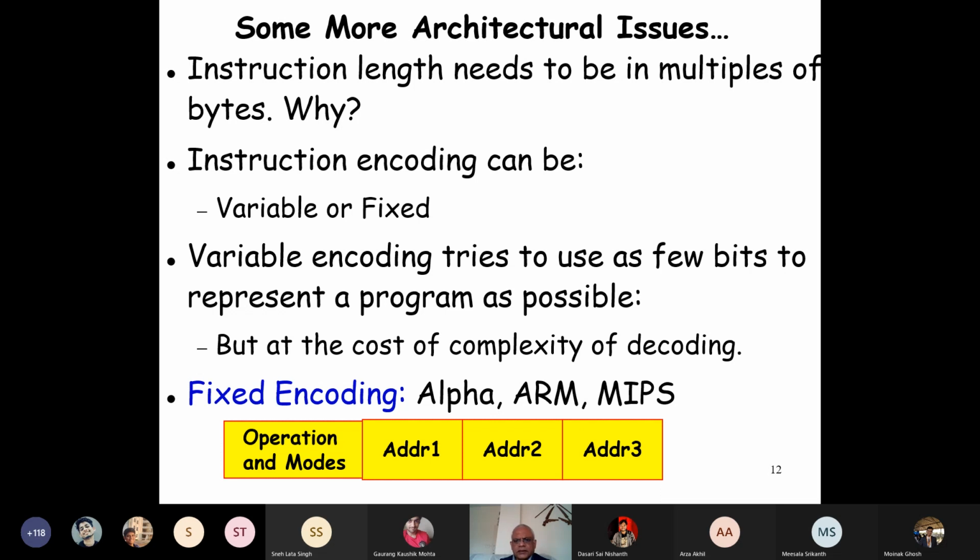Sir, basically, instruction lengths when stored in memory can be directly pointed to another memory location if they are in multiples of bytes.